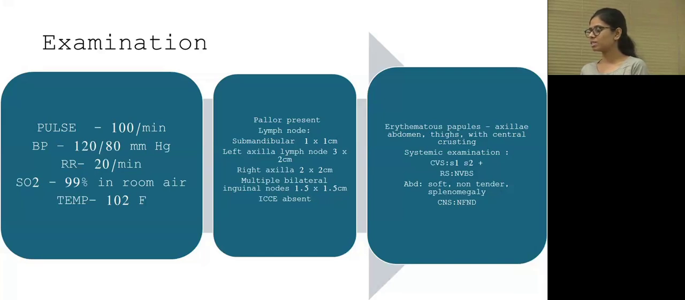There was one single 1 by 1 centimeter lymph node, in the left axilla a lymph node of 3 by 2 centimeters, in the right axilla a single 2 by 2 centimeter lymph node, and multiple bilateral inguinal lymph nodes, the largest being 1.5 by 1.5 centimeters. They were all firm, non-tender and non-matted. There was no icterus, cyanosis, clubbing, or edema. He was noted to have erythematous papules in the bilateral axilla, abdomen, and thighs, with central crusting. On systemic examination, per abdomen, he had a palpable spleen around 4 to 5 centimeters below the left costal margin.